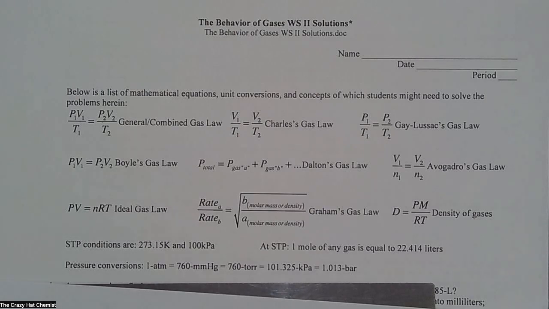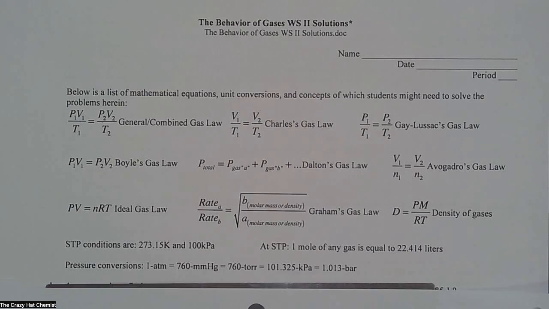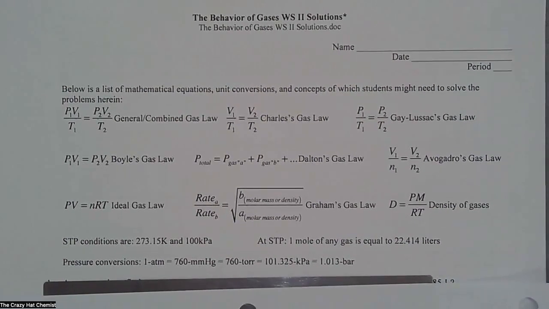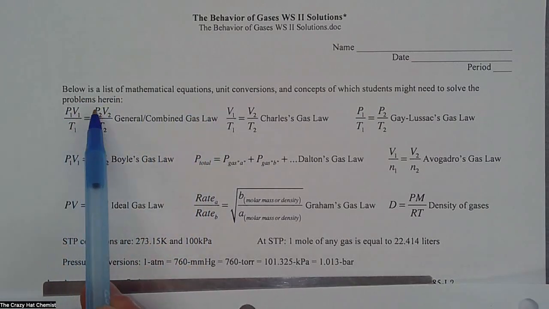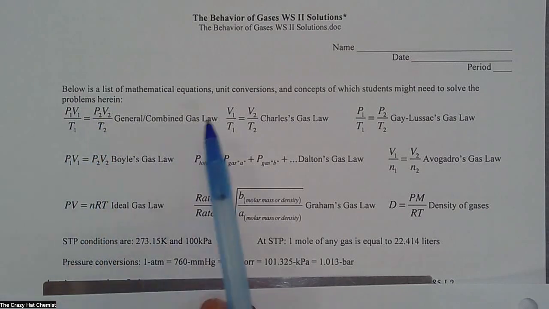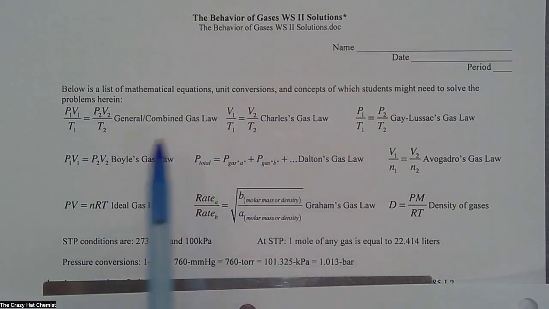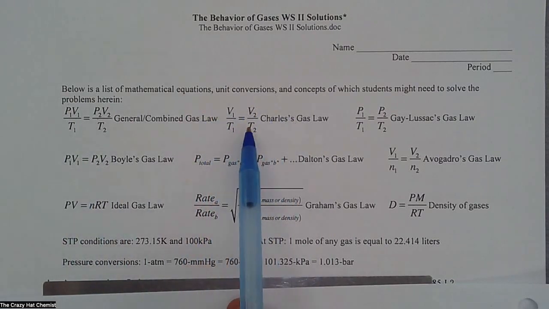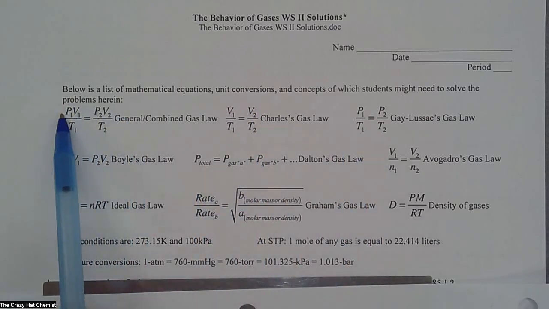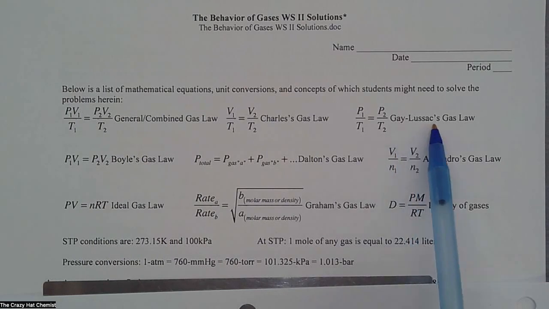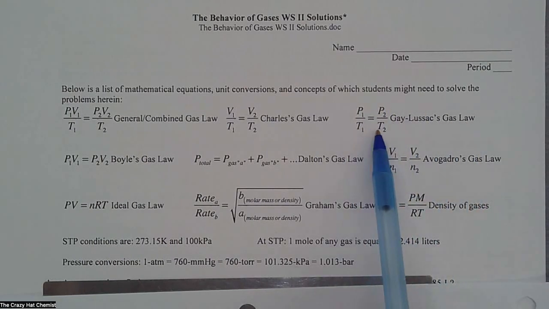The next thing that we're going to make an assumption with here is that you know some of the equations which we'll be using today. So right here, this is the combined or general gas law, PV over T equals PV over T. A derivation of that would be Charles' law, where the pressure is held constant, and that's V over T equals V over T. A derivation of the combined gas law is Gay-Lussac's law, where the volume is held constant. So that's P over T equals P over T.